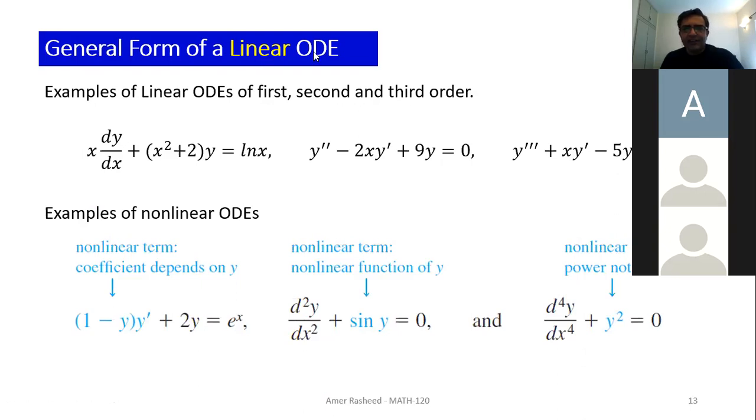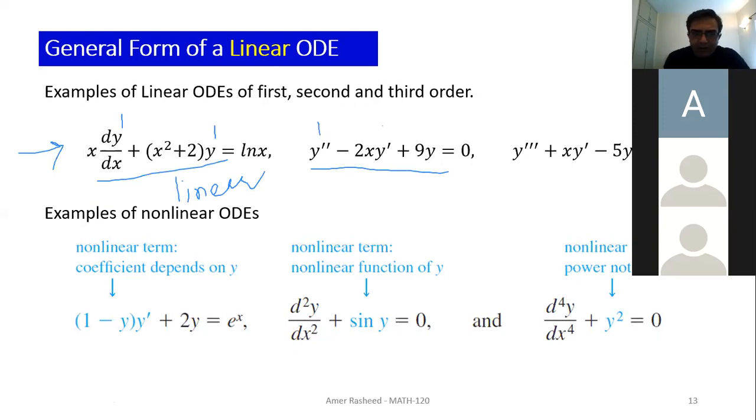Now you can see here that in this one, power of y is 1, so this differential equation is linear because in each term y has power 1. In this equation, y power is 1, y power is 1, y power is 1, so it is again linear. Now here also in each term y power is 1, so it is linear.